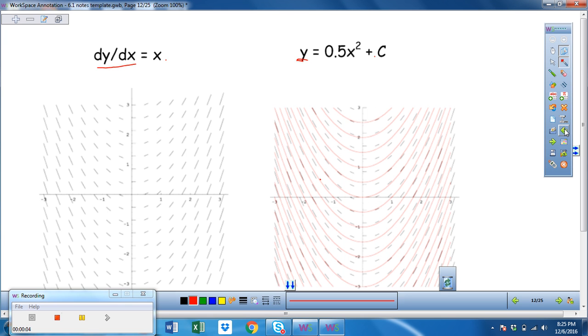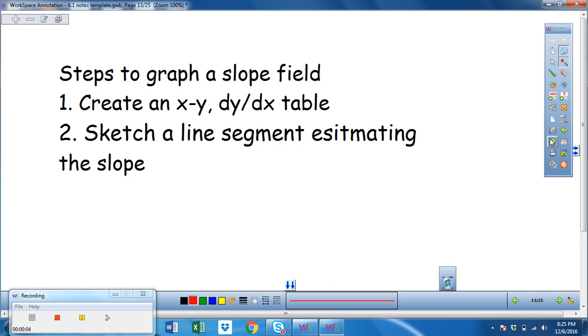Okay? Generally on the AP exam, you're going to be asked to match a slope field with an equation, and sometimes on a free response question, they will ask you to actually graph a slope field. It is relatively simple. It is so simple that you're going to think you're doing it wrong, but you're not. It's very simple. So here are the steps.